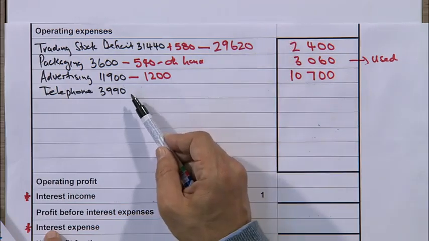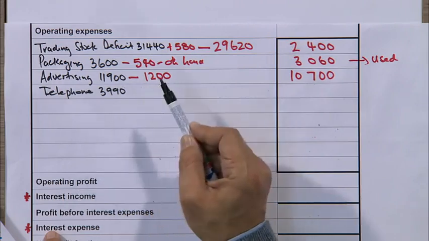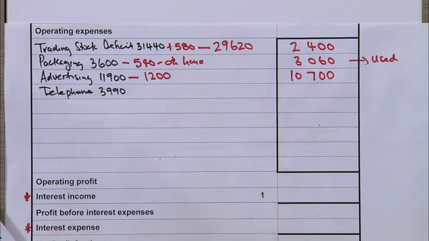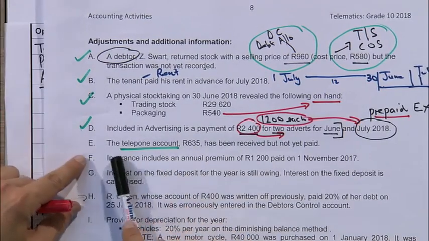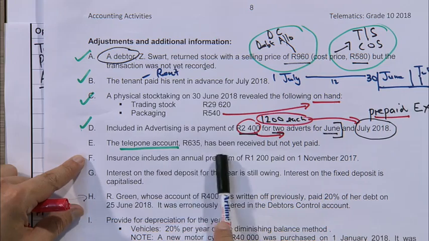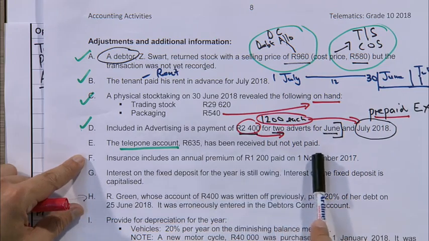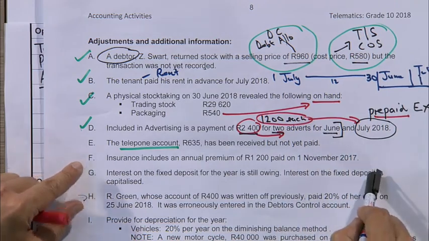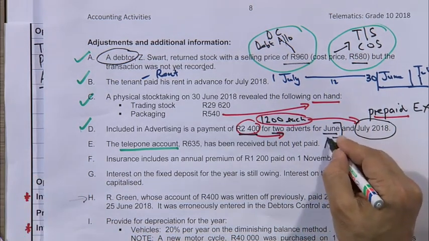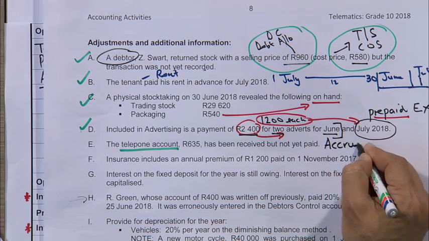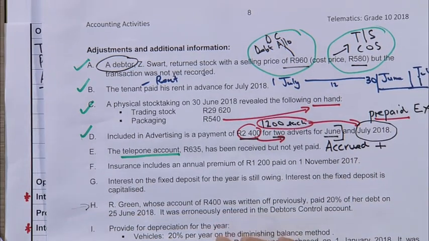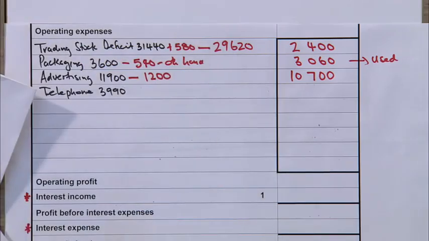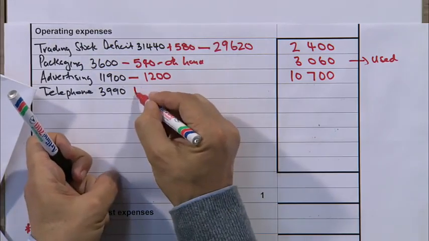If the telephone is accrued or it's outstanding, we've received it, but we haven't paid it yet, then I will have to add. Okay. What does the adjustment say? And that is the thing that will tell you whether the expense or the income is prepaid or accrued. It says the telephone account, 635 Rand, has been received, but it's not yet paid, which means we still owe the telephone, so that will be accrued. So therefore, we have to add. Okay. So let's add the 635 to the telephone.